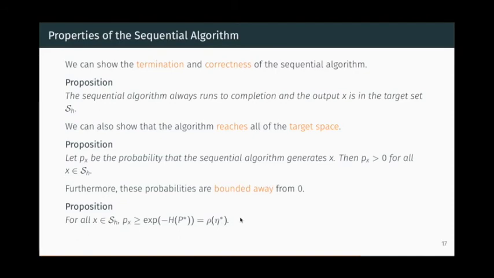Now, here I just want to briefly mention some of the properties of the sequential algorithm. The first property that we're able to show is that this algorithm always terminates, and that the point that it outputs is in the target set. So that's reassuring, since otherwise this algorithm would not be worth anything. We can also show that this algorithm can reach all of the target space. And what that means is that if you define Px to be the probability of sampling a certain point with the sequential algorithm, it turns out that that probability will be positive for all the points in the target set. And not only that, but those probabilities are bounded away from 0 by this constant. And if you recall, this quantity we have seen before, and that is the max-min probability.